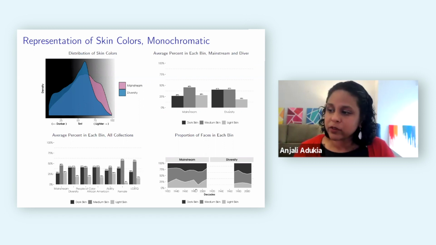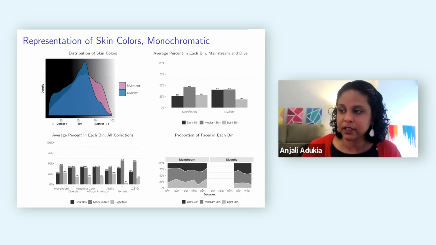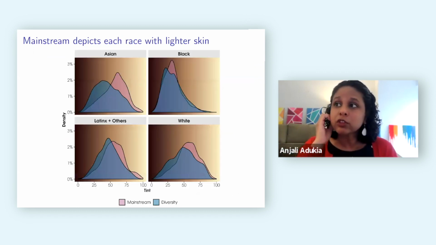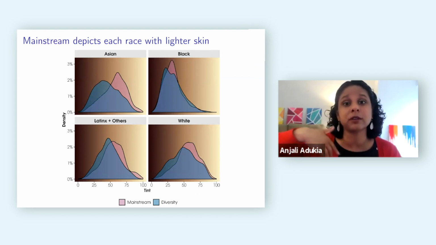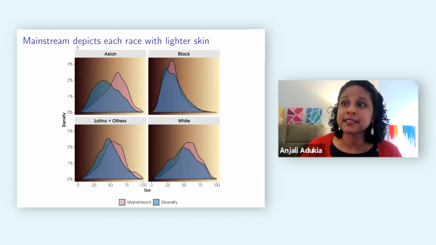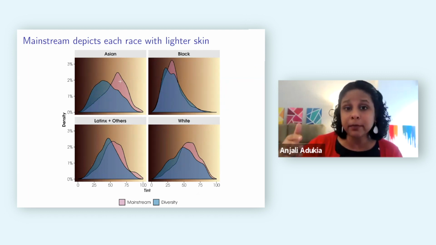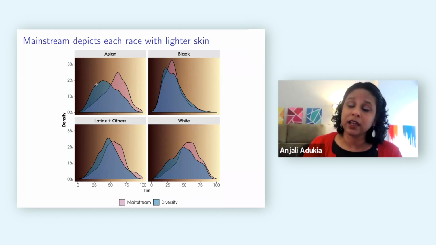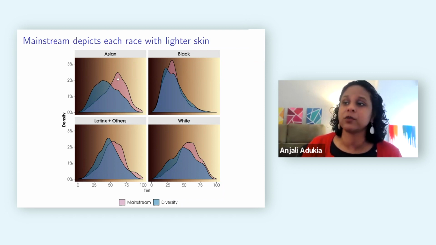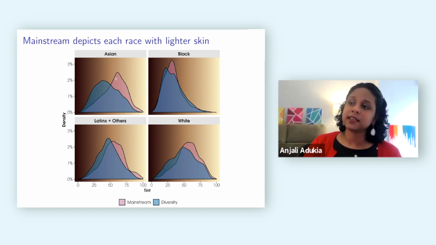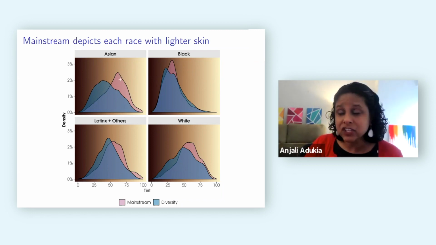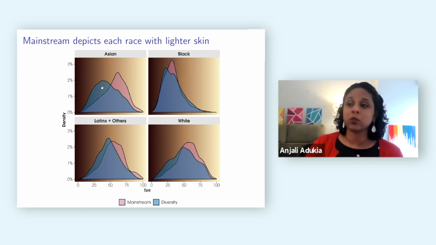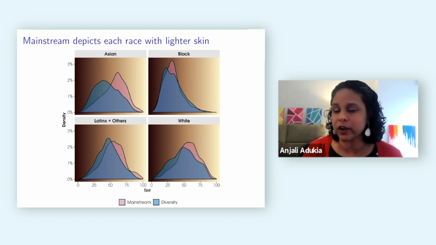Now, we noted that there's this uptick over time, especially in the mainstream collection, of representing characters as lighter. And actually, when you look at the skin color classification by the race predictions, you see that the mainstream collection depicts people of a given race with lighter skin than people of the same race in the diversity collection. So for example, the way to read this is, when the mainstream collection depicts people who are Asian, they depict them with lighter skin than when the diversity collection depicts people who are Asian. And this is the case for each race category.